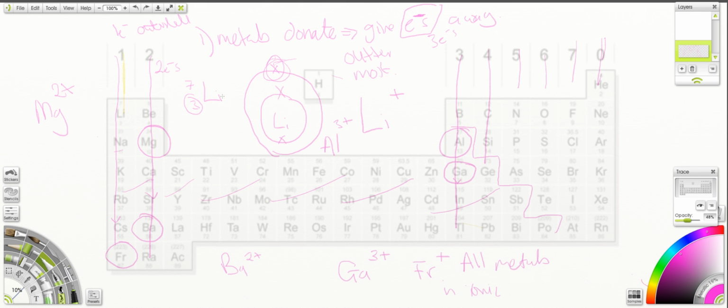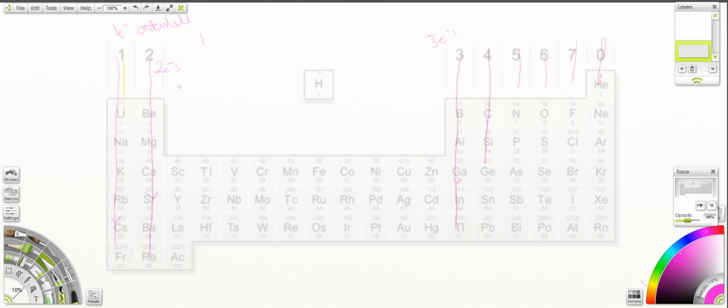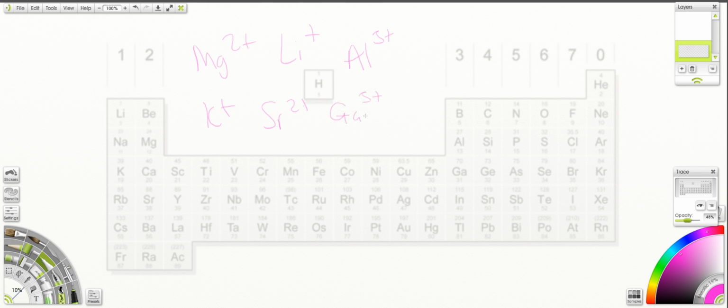Now, I'll just give you some examples. I've just given you loads of examples, but just to go through it quickly: Mg2+, Li+, Al3+, K+, Sr2+, Ga3+. Okay, so nice and easy.